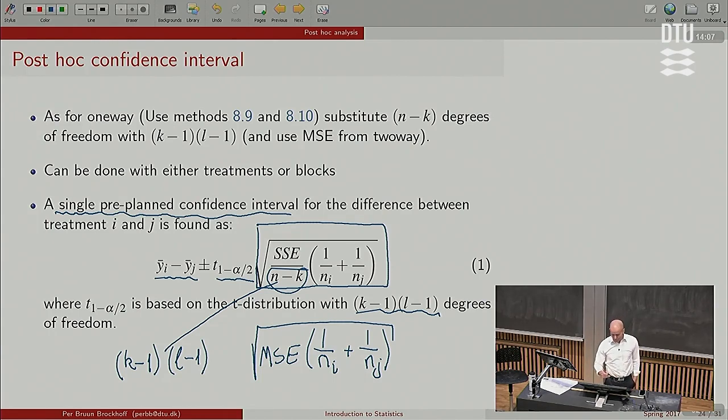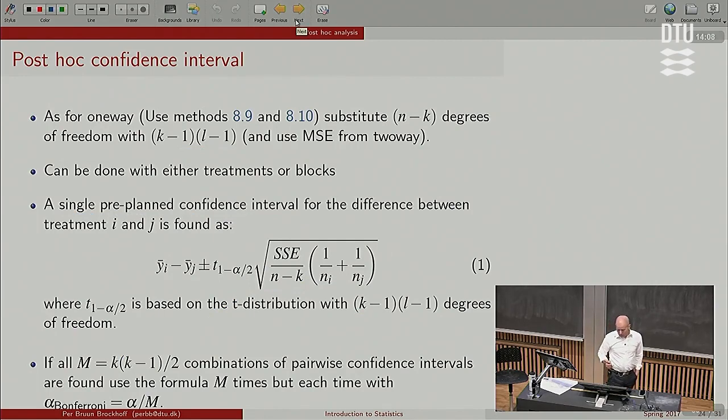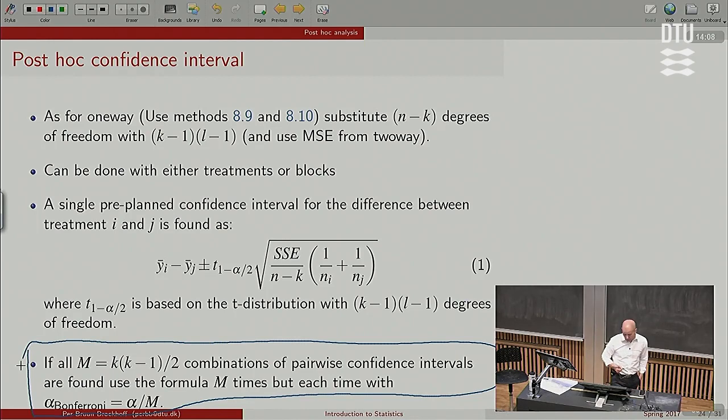So same formula, but using these two differences up here, right? And then a little thing on this pre-planned thing again, and the Bonferroni, it's almost going away in the bottom here.